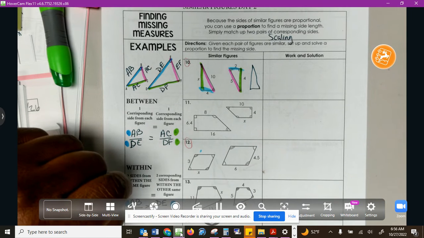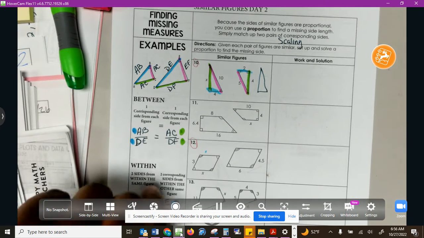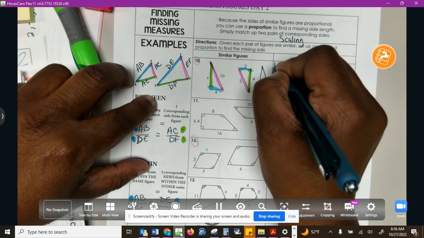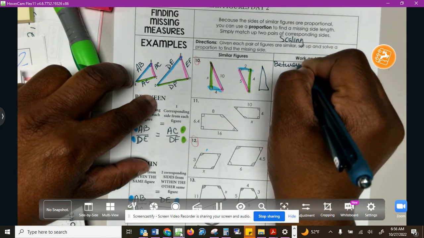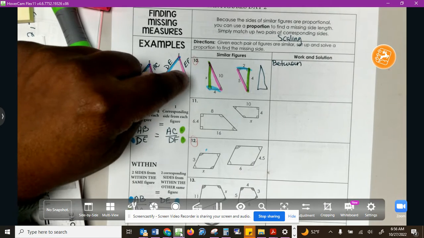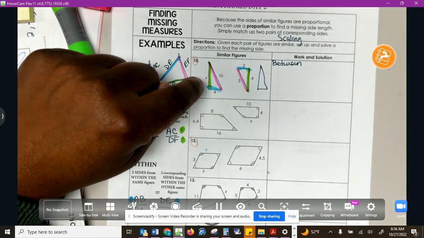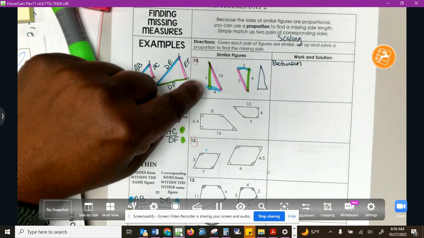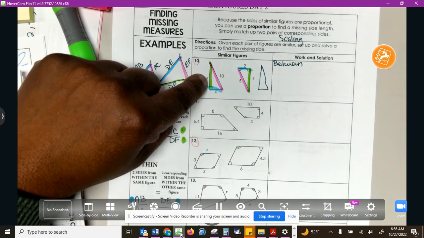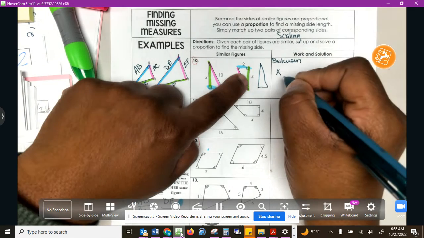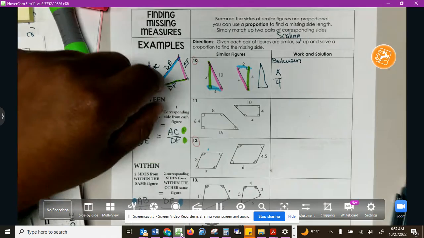So after you saw part one, you understand between and within. The first thing I'm going to do is the between, because that's something that's common to us. So the method I'm going to use is the between. What that means is that I'm going to take one corresponding side from each figure, and then set it equal to another corresponding side from another figure. I'm going to start with the x from this side here. So I'm going to say x over 4, because those are corresponding.